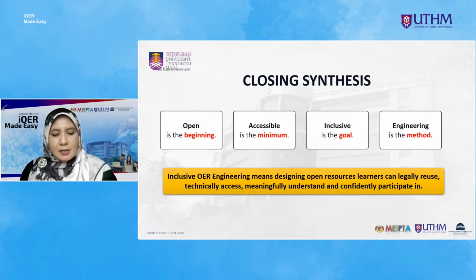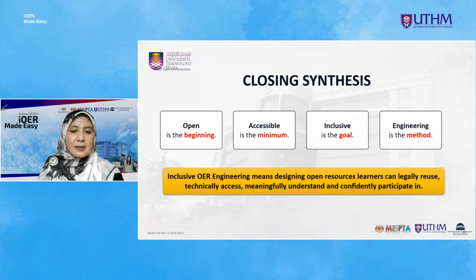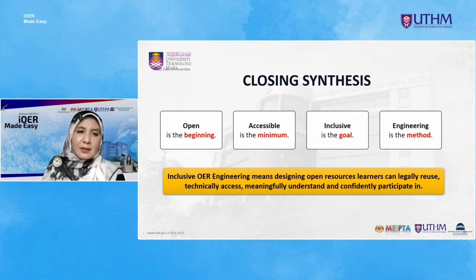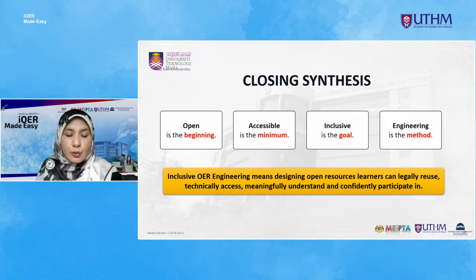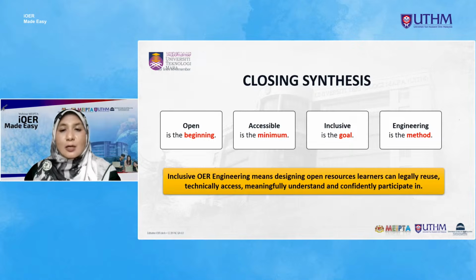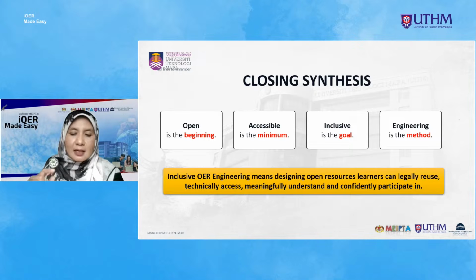For the closing sentences, all these are the important lines. We can say that open is the beginning, meaning that OER starts with legal permission, open, legal, and permitted. Accessible is the minimum, meaning that learners must be able to technically use the resource. Inclusive is the goal, meaning that the resource should support meaningful participation for diverse learners.